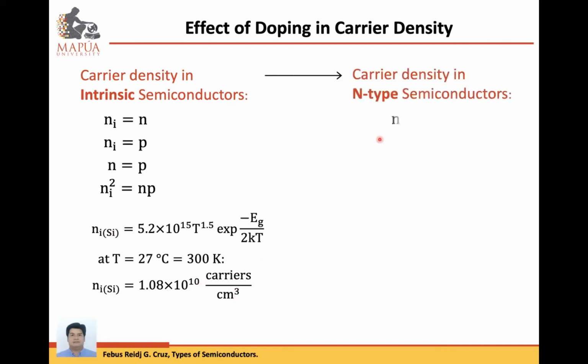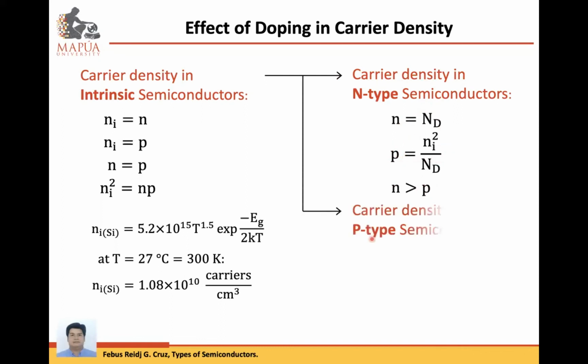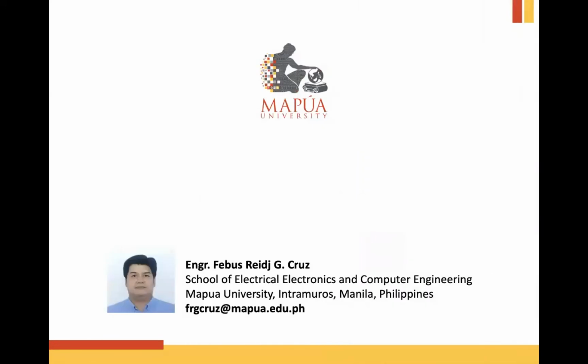Now, when we do the doping, the carrier density in N-type, the free electrons, will now be determined by the donor doping concentration. And the number of free electrons will be greater than the number of holes. So the number of holes can be calculated using this equation. And as for the P-type, the number of holes will be determined by the acceptor concentration. And the number of free electrons in P-type can be computed using this equation. And the number of holes is more than the number of free electrons for P-type. All right, so that ends our description for the types of semiconductors.